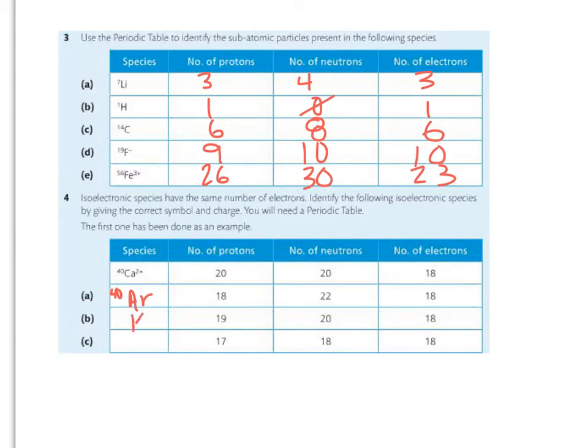Element 19 is potassium. With only 18 electrons, it means it's a potassium ion with a plus 1 charge. And adding my protons and neutrons means it's isotope 39. And then element 17 is chlorine. When I look at the electrons and protons, 1 more electron means it's a minus 1 charge. And adding the protons and neutrons lets me know it's isotope 35.